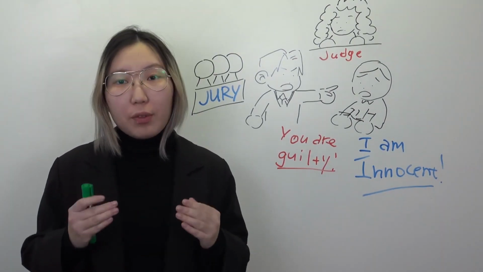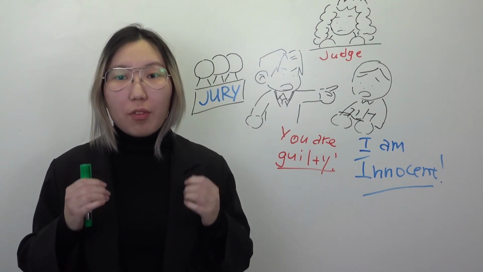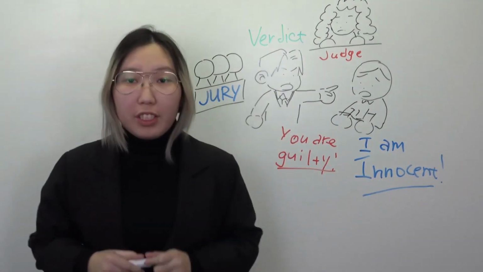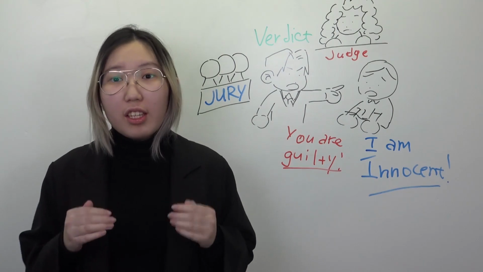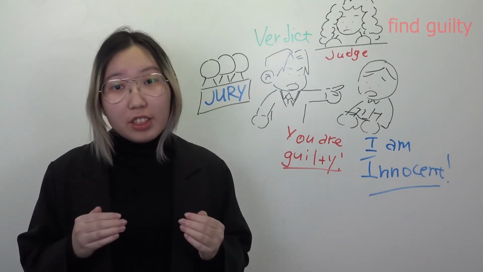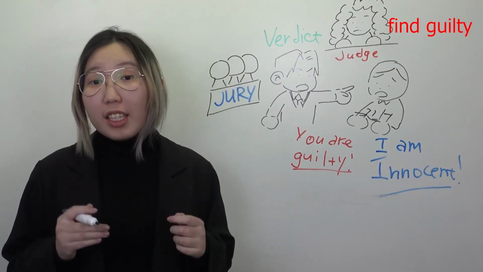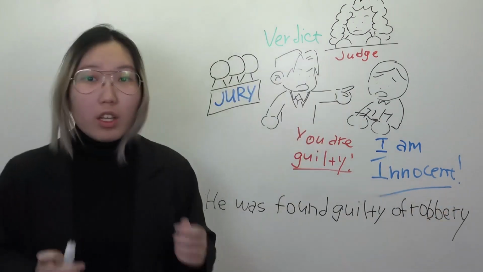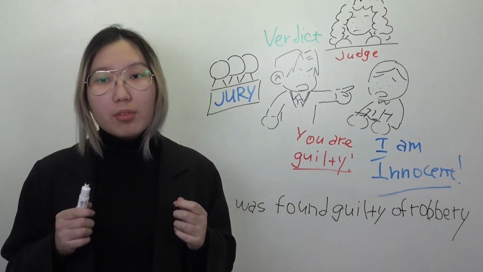We have a word for a decision that is made. The decision of guilty or innocent is the verdict. They don't say we decide you are guilty or innocent. They say we find you guilty or innocent. For example, a sentence could be, he was found guilty of robbery.